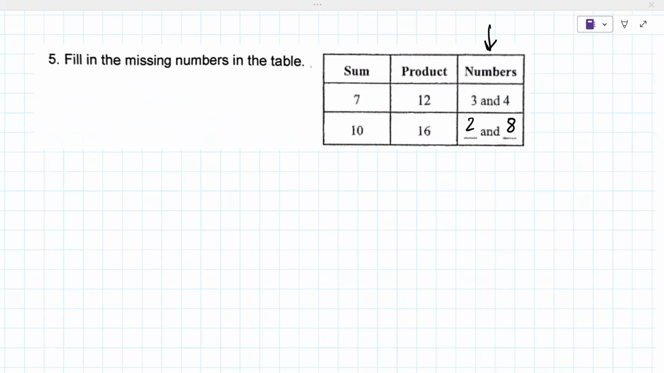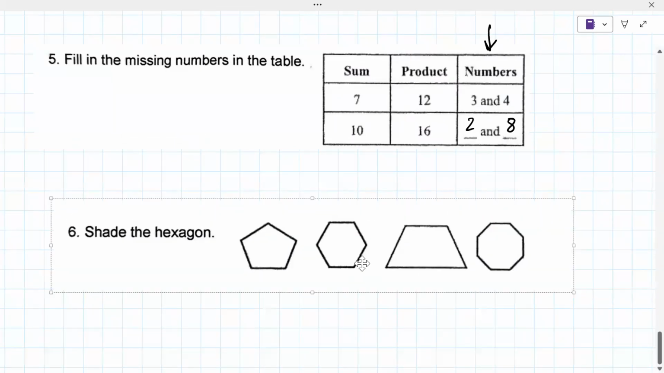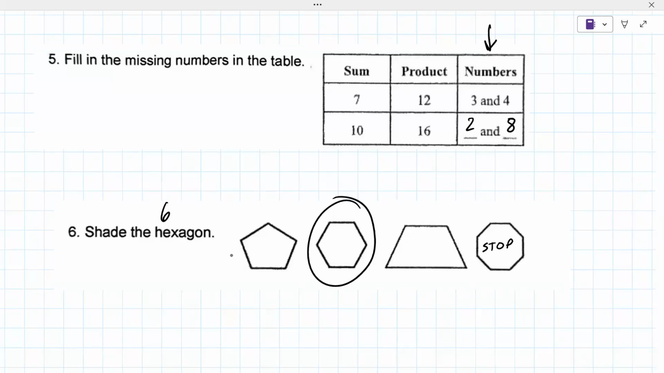The hexagon. Hex is a six. This is a stop sign, by the way. Which one is it? Hex is what, 6? Six. Okay, hexagon, so it's the second one. Yeah, that one. All right. For number seven, these are not the same answer.